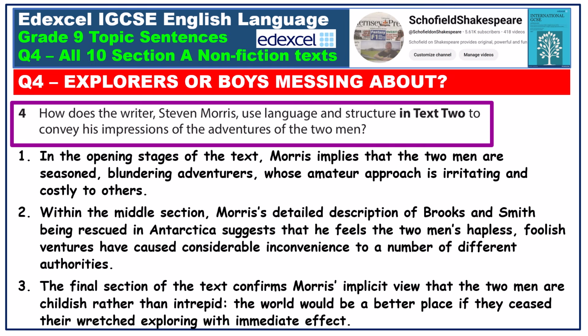As an aside, I'm not wholly convinced that Q4s should be dull and robotic to read. There may be occasions when you can implement a lively tone, as I do here with my use of the phrase seasoned, blundering adventurers for the first topic sentence, and my dramatic conclusion post-colon in the third. The world would be a better place if they ceased their wretched exploring with immediate effect.